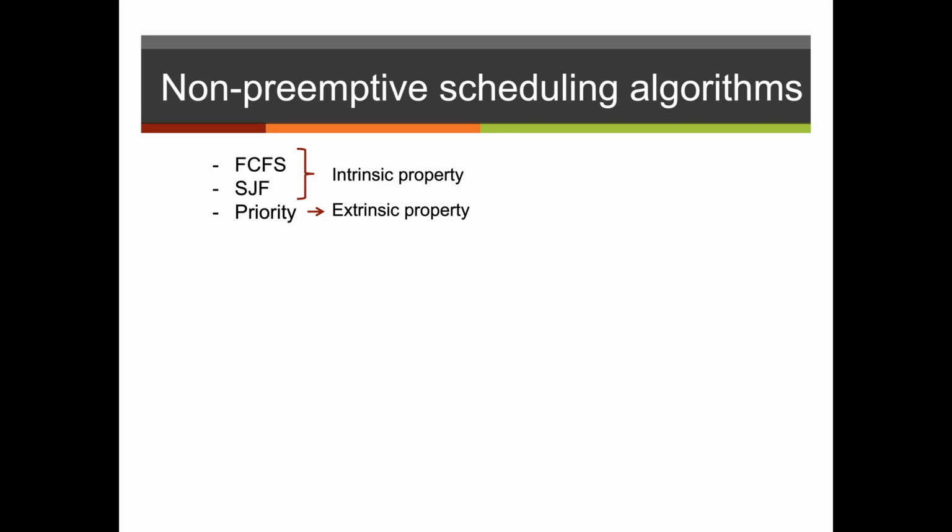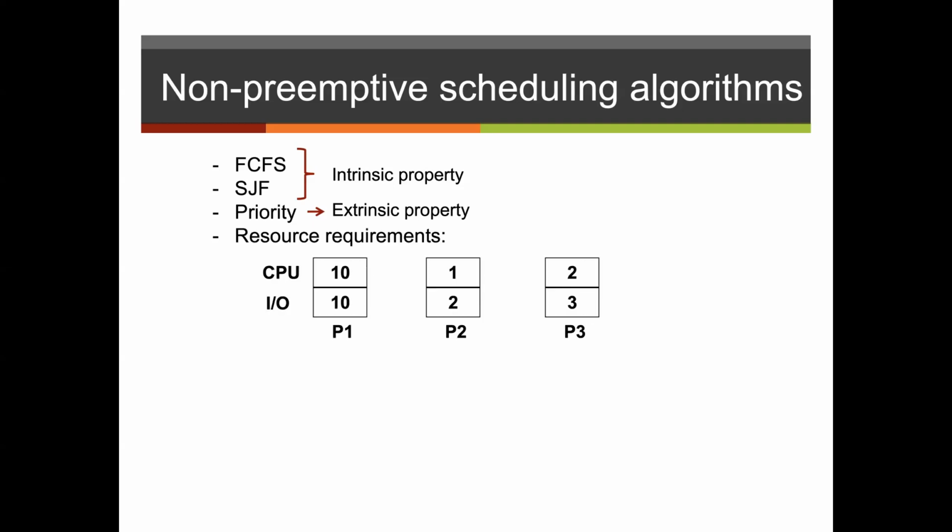And so we can discuss some of the various non-preemptive scheduling algorithms. We have the first come, first served algorithm, and we have the shortest job first algorithm. These are both considered to be intrinsic. And then we also have priority, which is considered to be extrinsic.